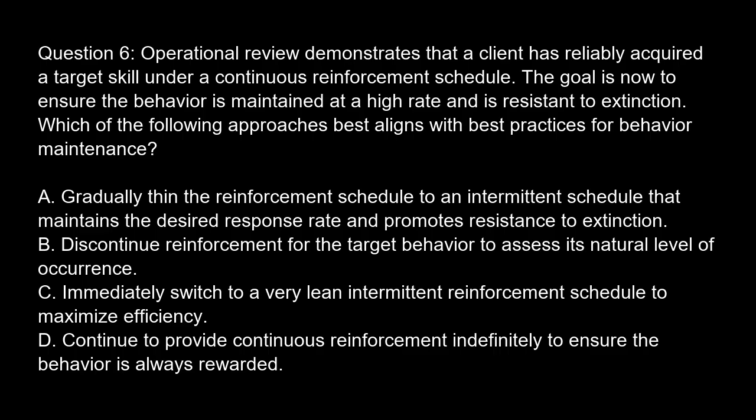Option A. Gradually thin the reinforcement schedule to an intermittent schedule that maintains the desired response rate and promotes resistance to extinction. Option B. Discontinue reinforcement for the target behavior to assess its natural level of occurrence. Option C. Immediately switch to a very lean intermittent reinforcement schedule to maximize efficiency. Option D. Continue to provide continuous reinforcement indefinitely to ensure the behavior is always rewarded.